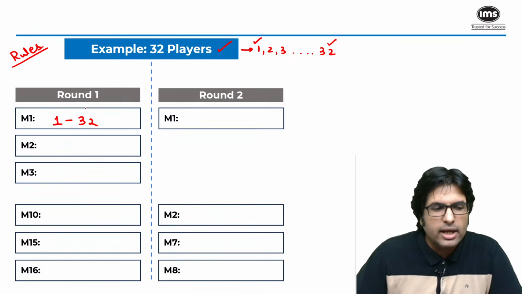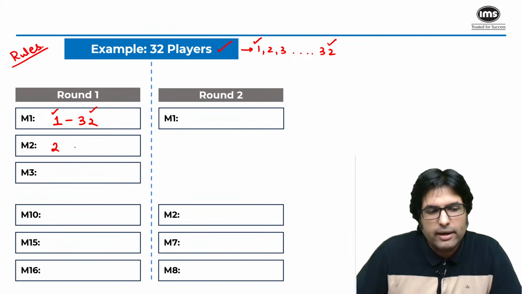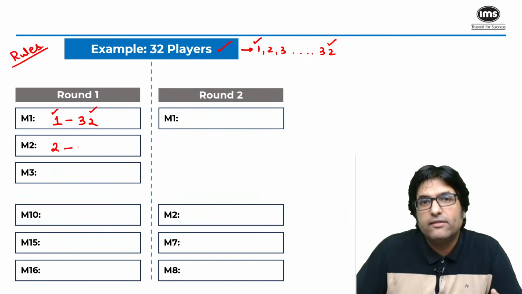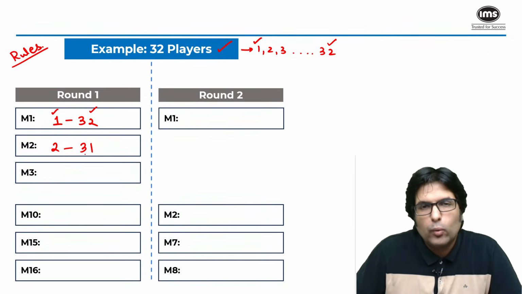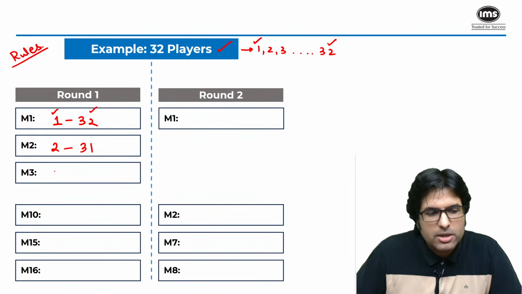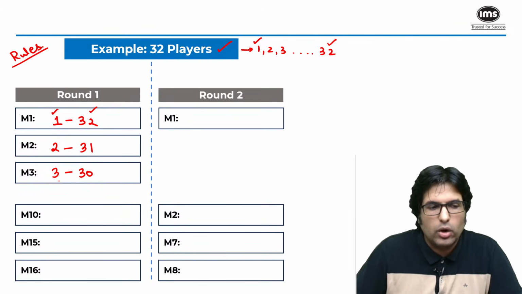So the rules are that the best player plays with the worst player in match 1. Second best ranked player plays with the second worst ranked player, which is 31 in this case. So 2 would play with 31. Match number 3 would happen between the third ranked player and the 30th ranked player. So 3 would play with 30 and so on.